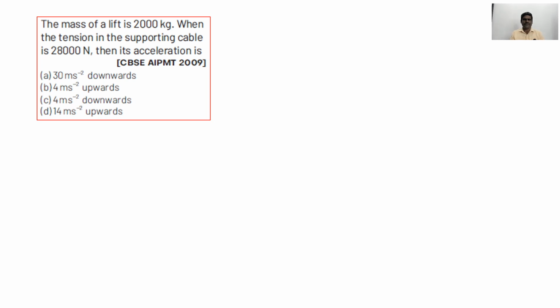The mass of a lift is 2000 kilogram when the tension in the supporting cable is 28,000 Newton. Then its acceleration is dash. Option A, 30 meter per second square acting downwards. Option B, 4 meter per second square acting upwards. Option C, 4 meter per second square acting downwards. Last option, 14 meter per second square acting upwards. Option B, 4 meter per second square acting upwards is the correct answer.